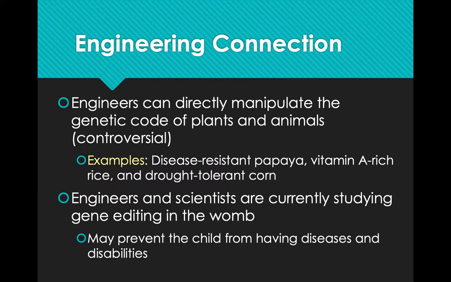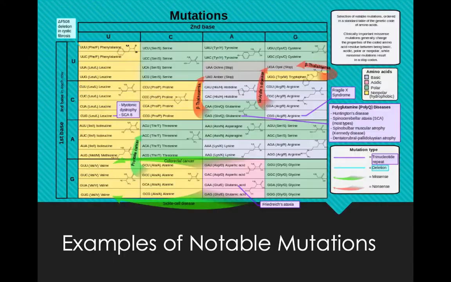Obviously, this is a super, super controversial one, but possibly editing genes while a child is developing, which could maybe prevent a child from having a certain disease later on in life. So if you know that they're going to be at risk for something because they have a certain gene, can you edit that gene while they're developing to prevent that later on? We're going to skip that.